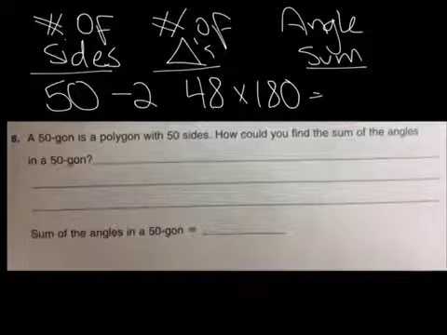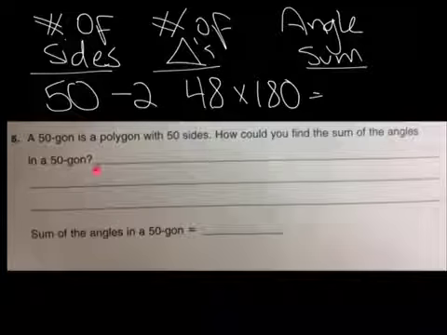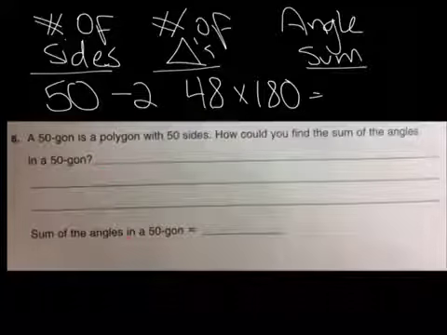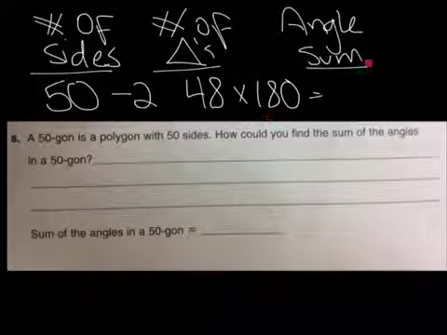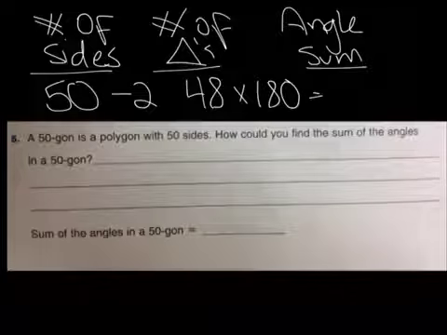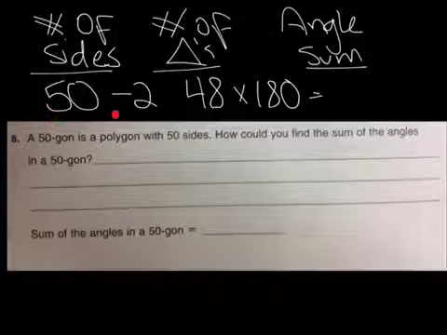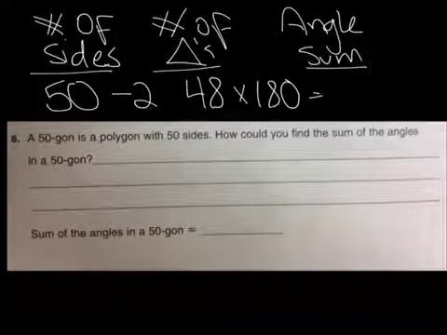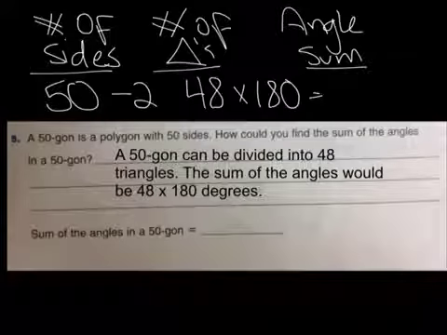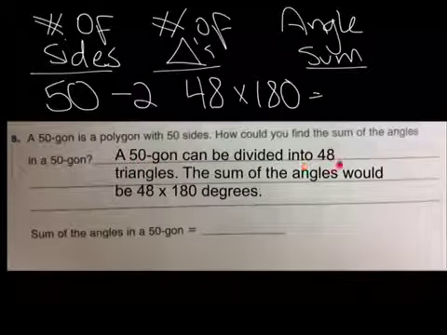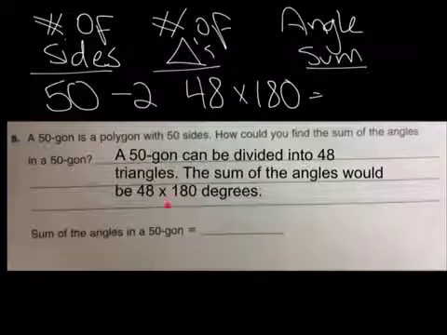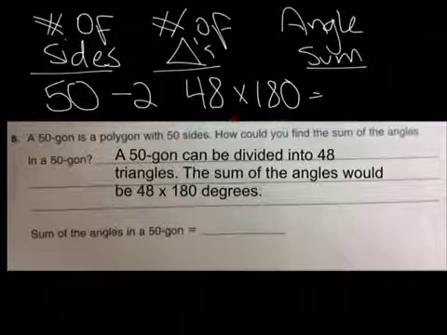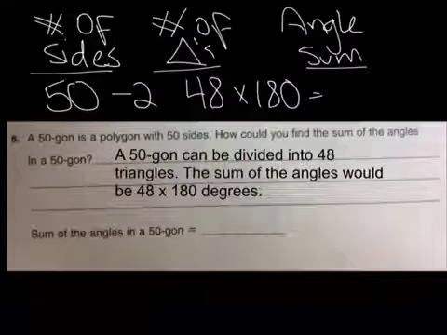So go ahead and solve that and write down your explanation. The sum of the angles for a 50-gon would be whatever you find here, 48 times 180. Explain how you found this by simply explaining this: a 50-gon can be divided into 48 triangles. The sum of the angles would be 48 times 180 degrees. Okay, go ahead and solve that, boys and girls.